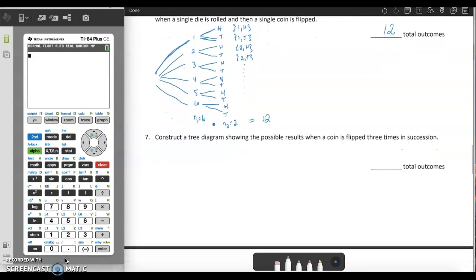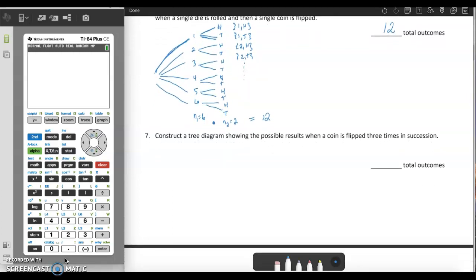Let's do one more with our tree diagram. So this says to construct a tree diagram showing the possible results when a coin is flipped 3 times in succession. Okay, so for my first level, we're going to flip a coin. So there are 2 options there, which is heads or tails.